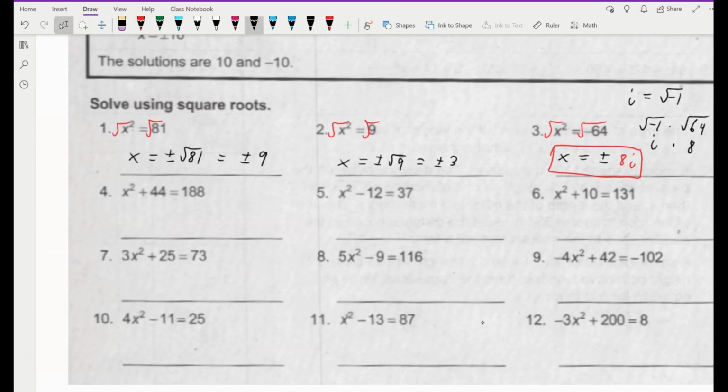Now for another example, we're going to subtract 44 from both sides. And we get x squared is equal to 188 minus 44, which equals 144. You take the square root of both sides, and x would equal plus or minus 12.